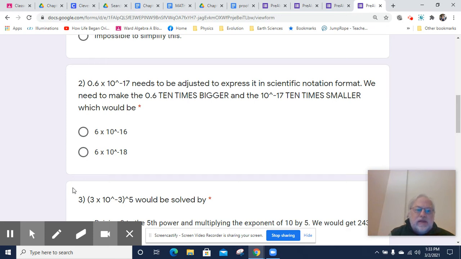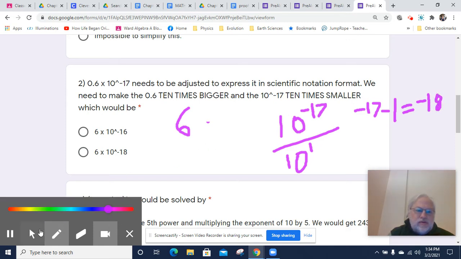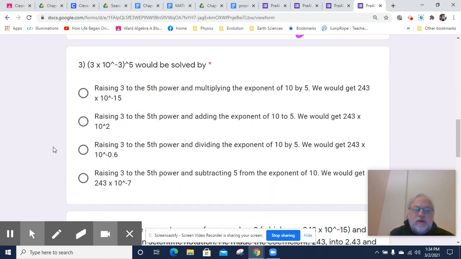Now if I have 0.6 times 10 to the negative 17th, it needs to be adjusted if we want to express it in scientific notation format. So what we need to do is make 0.6 10 times bigger, which will be 6.0 if we like, or just 6 if we prefer. Oftentimes we'll express that as 6.0, but that's okay. And then we need to make the 10 to the negative 17th 10 times smaller. That means we're dividing 10 to the negative 17th by 10, or by 10 to the first. And so we would be subtracting 1 from negative 17. Negative 17 minus 1 is negative 18. So we're going down 1 on the exponent. So our answer is going to be 6 times 10 to the negative 18th, because we're making the 10 to the negative 17th 10 times smaller, which means we go down a step.